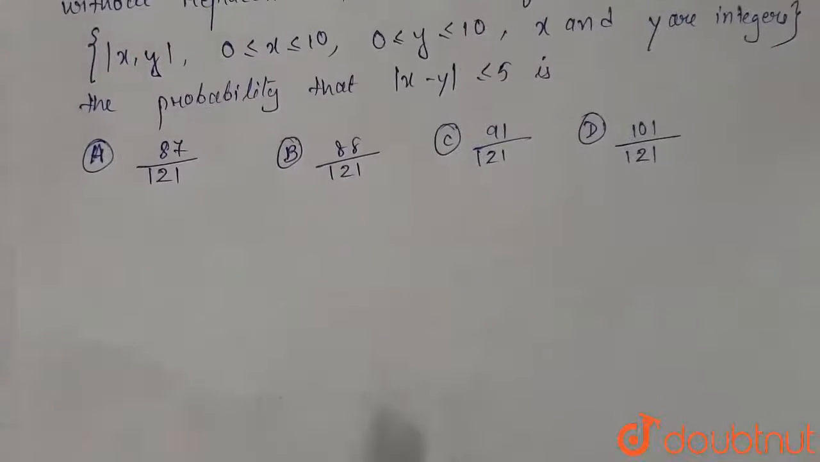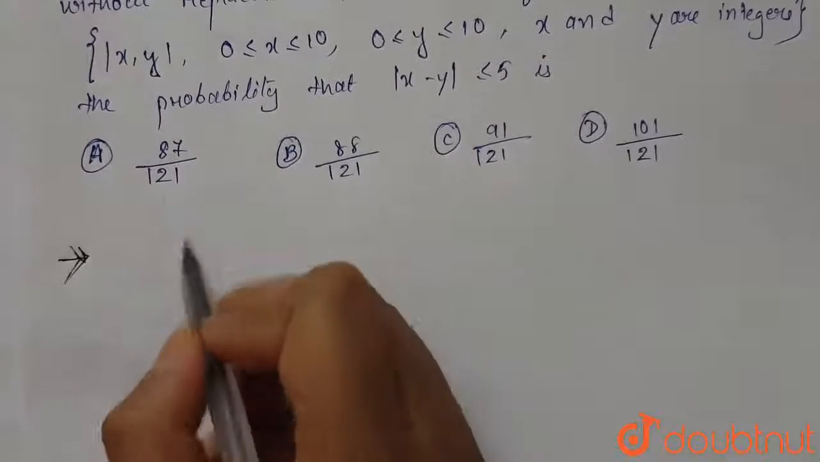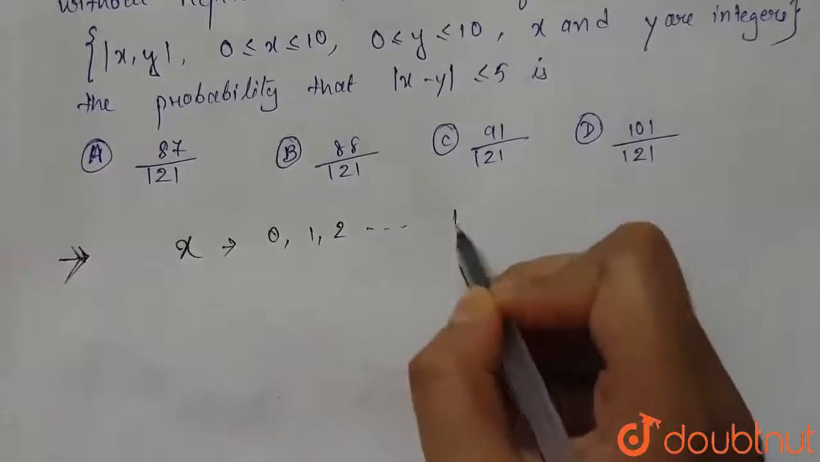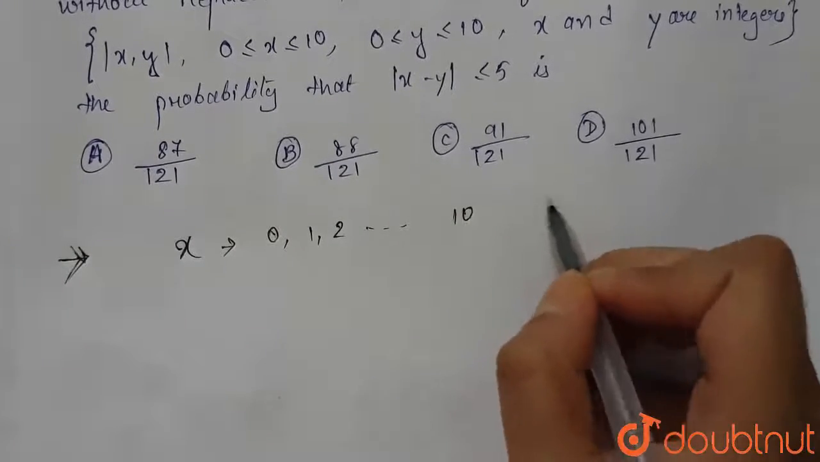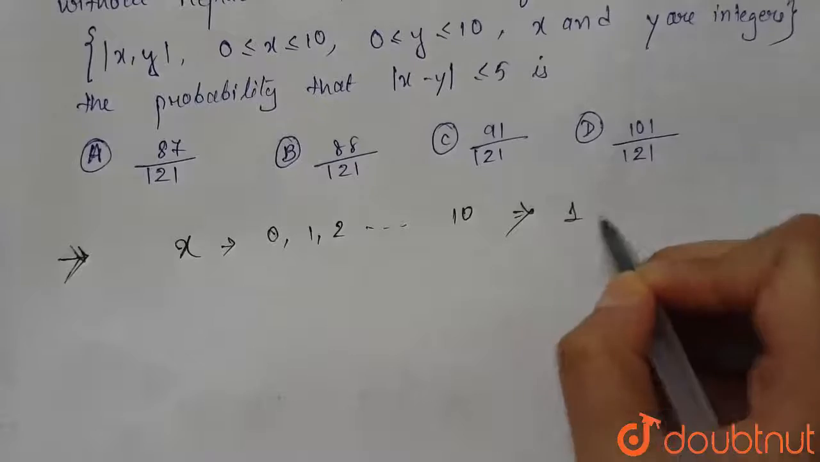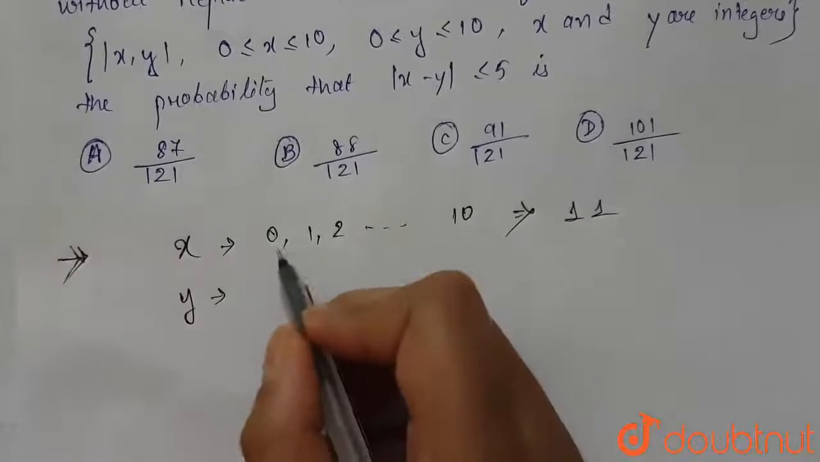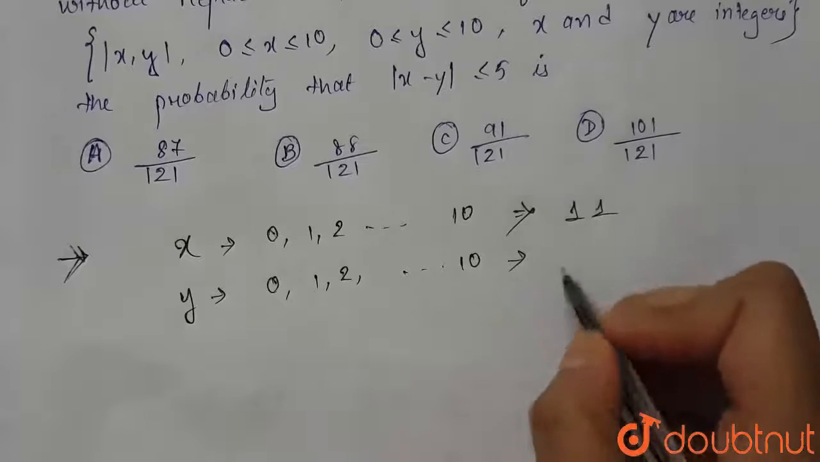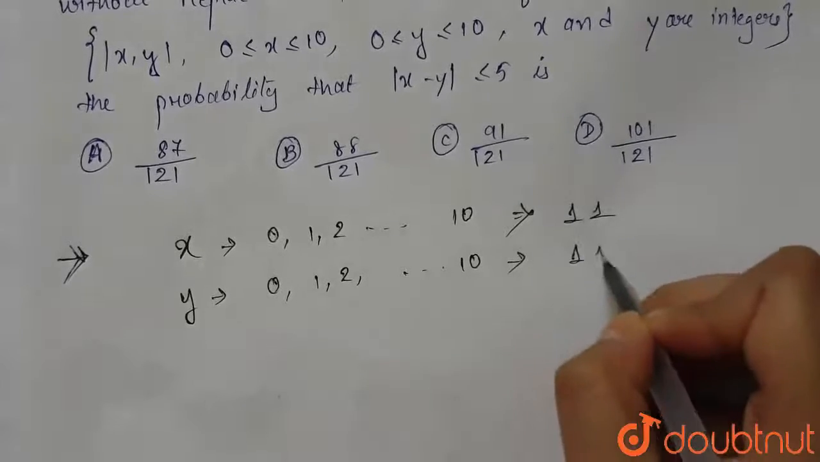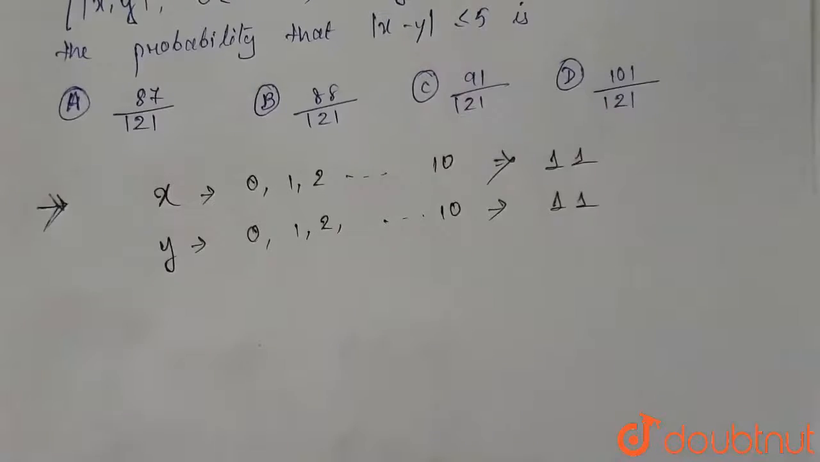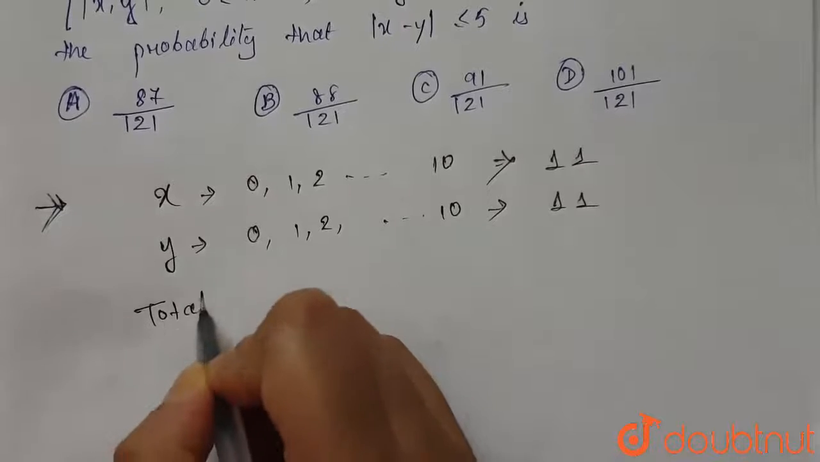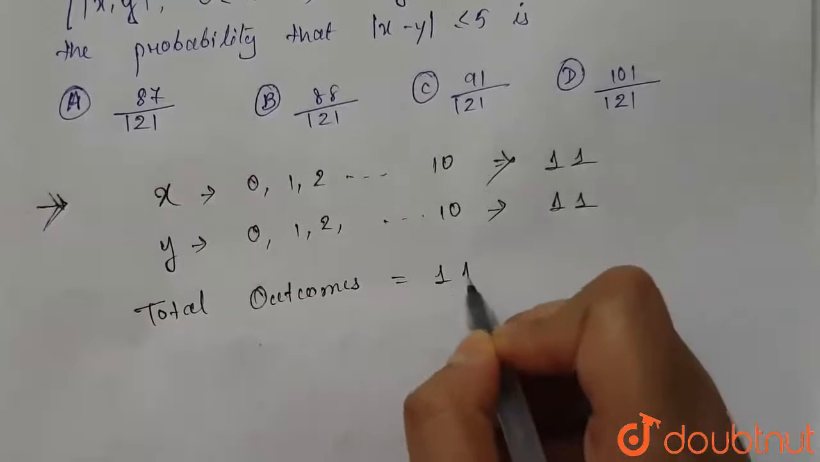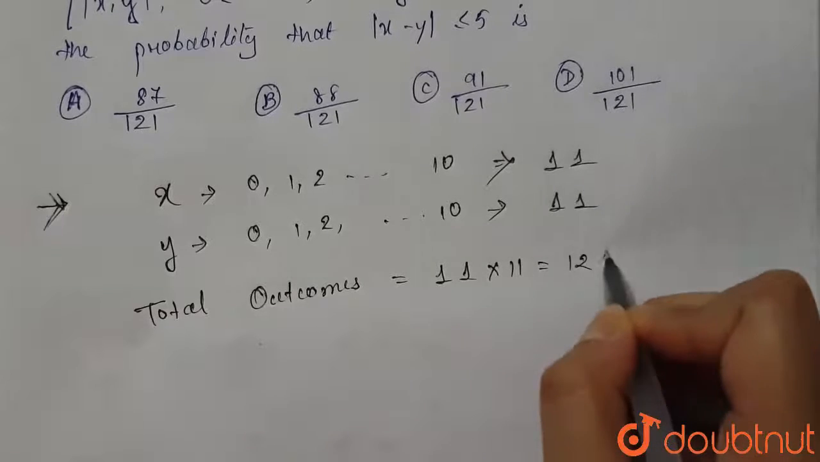So let's start with the solution. We are given x, which can range from 0, 1, 2 up to 10, which means the total values x can take are 11. Similarly, y can also take 0, 1, 2 up to 10, so the total number of values y can take is 11. Therefore the total outcomes will be 11 into 11, which is equal to 121.